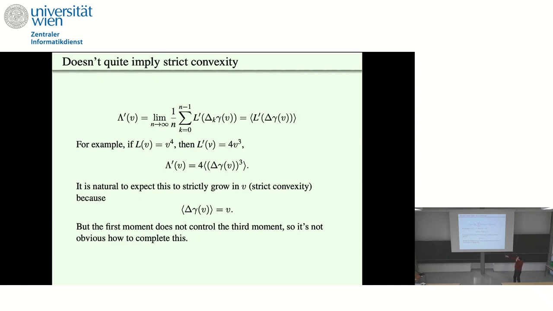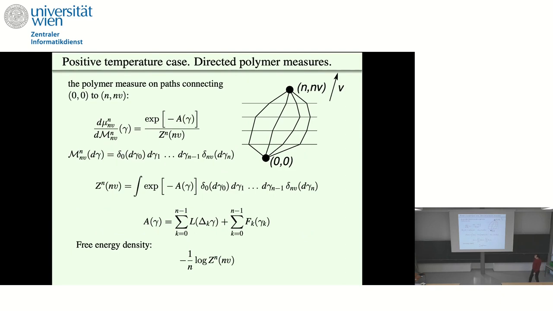But say, if L is quartic, then its derivative, well, this is supposed to be V as well. Its derivative is like V cubed, right? And so the average value of the gradient according to this formula is like the third moment of this, but you cannot control the third moment with the first moment, right? So the first moment we know is equal to V. So as V grows, it would be nice if we would be able to say that this also grows, but we can't.